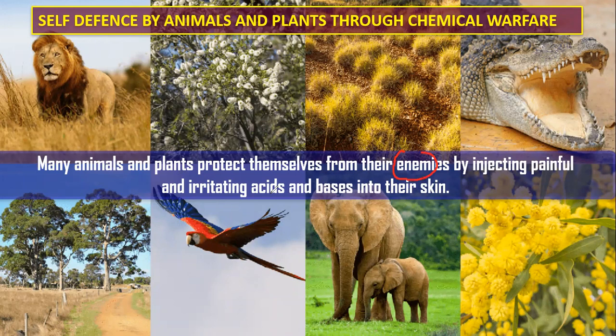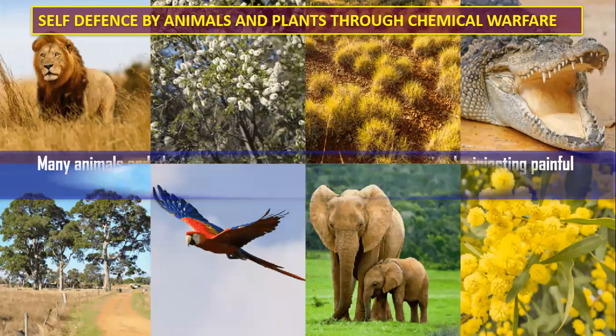Sometimes you can see a honeybee will inject some acid into our body, and it gets irritated. Ants, honeybees, and other animals and plants will defend and protect themselves. Many animals and plants protect themselves from their enemies by injecting painful and irritating acids and bases into the skin. So honeybees will also inject some acid into our skin.